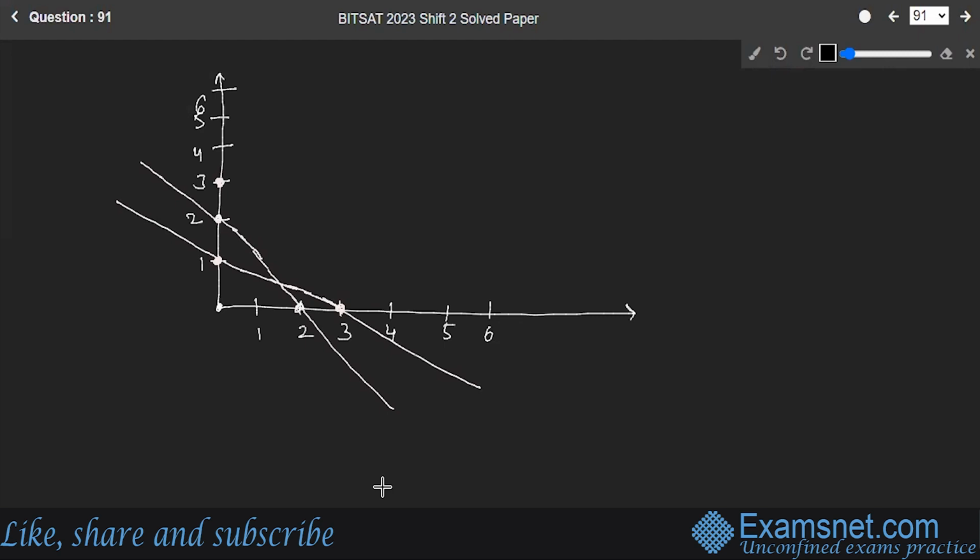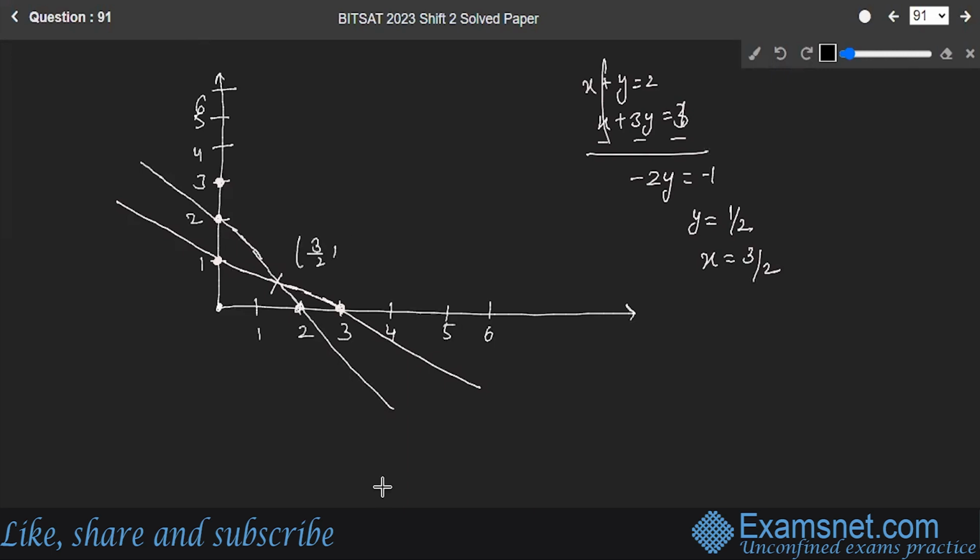So over here, on solving these two equations, I'll find the point of intersection. The two lines were x plus y is equal to 2 and x plus 3y is equal to 3. Subtracting, they cancel and you have minus 2y is equal to minus 1, or y is equal to 1 by 2. For y equal to 1 by 2, you will solve that x is equal to 3 by 2. So this is the point of intersection, 3 by 2 and 1 by 2. Let's say this is point B. And let's say this is your point A, that is 3 comma 0.